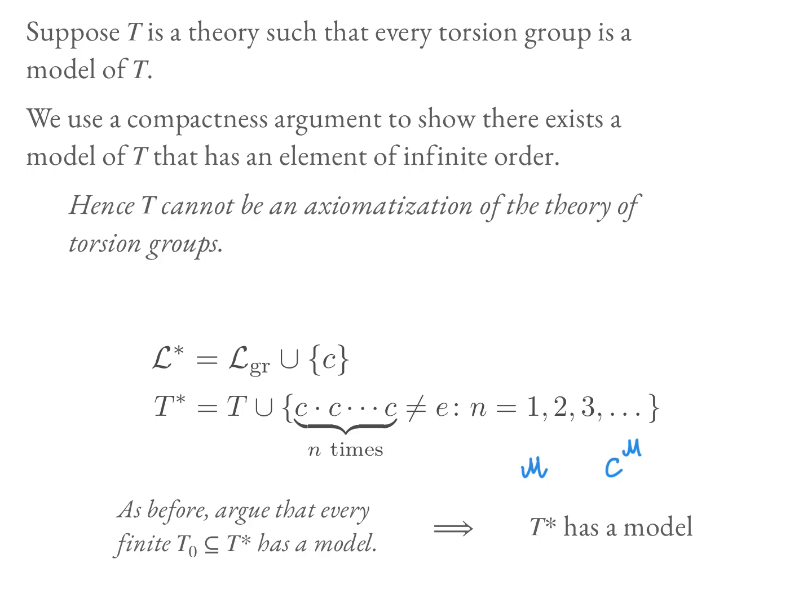And by our construction, this C cannot have finite order because this is what we're excluding here. So I should probably add that we assume also that T extends the group axioms. So we make sure that every model of T star in particular is a group. So to sum up, we then get a model of our theory T star that is a group, but by construction contains an element of infinite order, namely the interpretation of this constant symbol C in our model M.